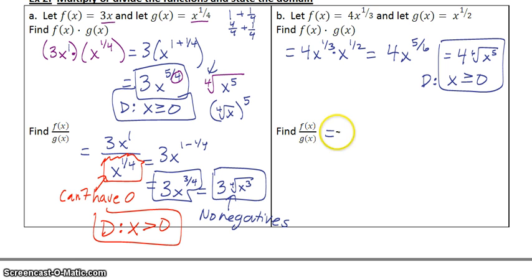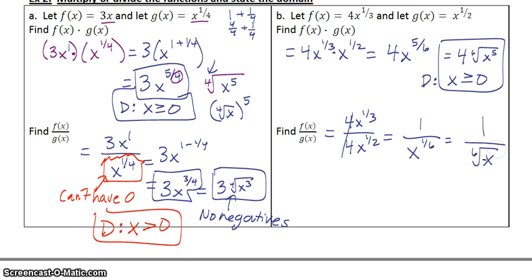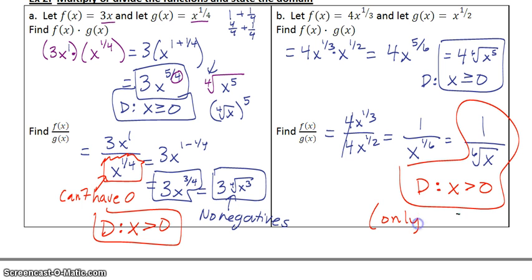And let's check our answer for the second part of that. When you subtract those exponents, you should end up with 1 over x to the 1/6 power. And this one's a little bit more clear this time. Can't have 0 on the bottom of a fraction, so x can't be 0. x can't be negative because we can't have a negative under an even root. So this time the domain is just x is greater than 0. Only positives, no negatives.